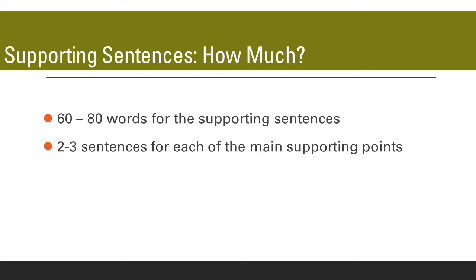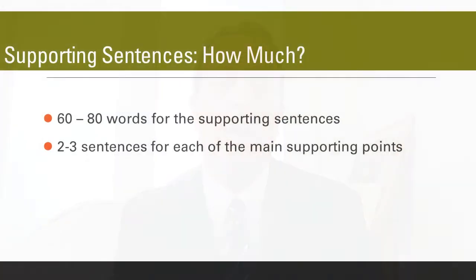For the supporting sentences, I'll recommend that you write between 60 and 80 words. Again, this does not include the topic sentence or the concluding sentence. Second thing, in terms of the number of sentences you want to write, you'll write either 2 sentences or 3 sentences for each of the main supporting points. So you'll have 5, maybe 6 supporting sentences altogether.